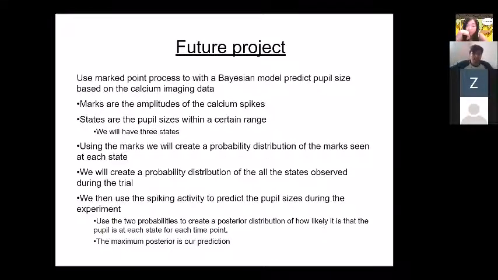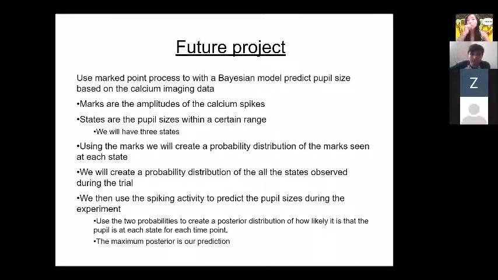At each time point, we look at the states that are observed during those times and create a distribution of how likely it is to observe a spike of a particular amplitude at that time, and then relate it to the pupil size. So by using the spiking activity, we hope to extract information from the pupil size or predict the pupil size.